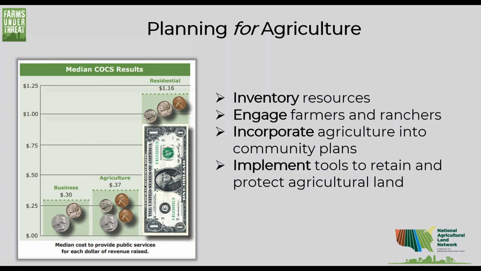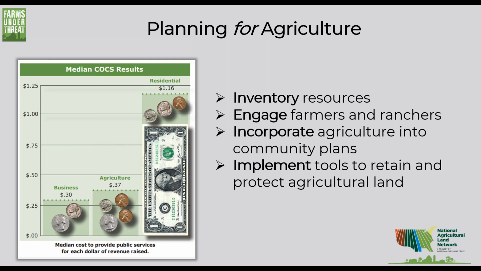Just, inventory of the resource, understanding the value of farmland and open space to begin with, engaging farmers and ranchers in that planning process, incorporating agriculture into community plans and being very deliberate about where agriculture is and where we want it to maintain and be in the future, as well as implementing tools to retain and protect agricultural land. And these principles work in tandem with efforts to plan for smarter, more compact development. And there's a number of resources on planning for agriculture on our Farmland Information Center website. Hope that you'll check them out.